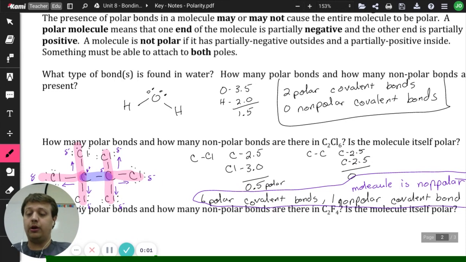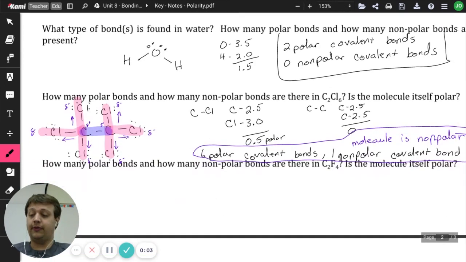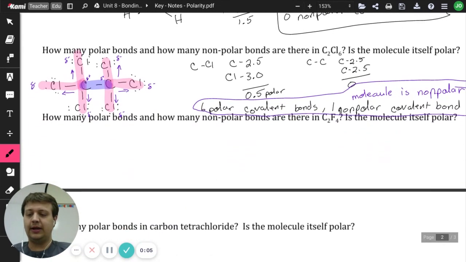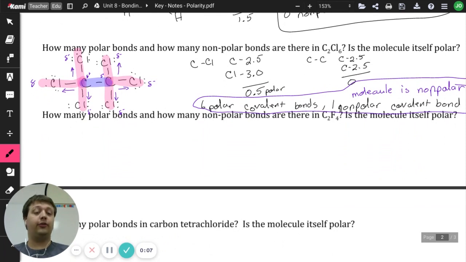Okay, so we know that that one was nonpolar, so let's take another look at another substance. Again, what we need to do is start by drawing the Lewis structure. So how many polar bonds and how many nonpolar bonds are there in C2F4? Is the molecule itself polar?